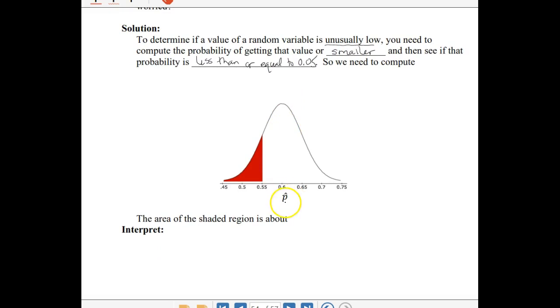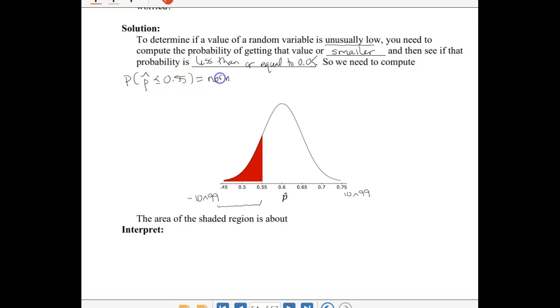Alright, so again, p-hat values can only range between 0 and 1, but the mathematical model that we use to approximate those percentages runs from negative infinity, which we use negative 10 to the 99th power, to infinity, which we're going to use 10 to the 99th power. So for this particular interval that we've shaded over, it runs from negative 10 to the 99th to 0.55. So we're going to compute the probability of getting a p-hat less than or equal to 0.55.